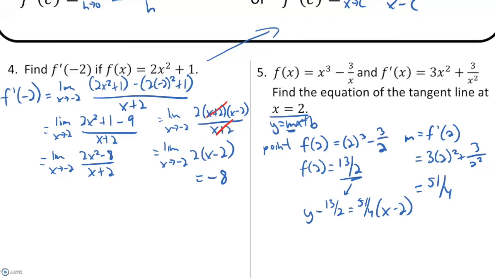You can leave it like that in point slope form, but if you want to get to slope intercept, all we'd have to do is distribute and then move that 13 over 2 to the other side. And so we get 51 over 4x minus 38 over 2, or minus 19.